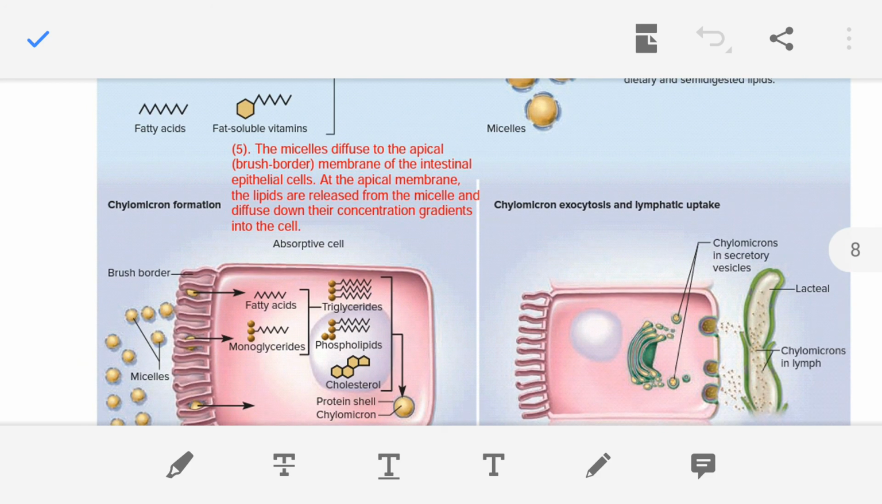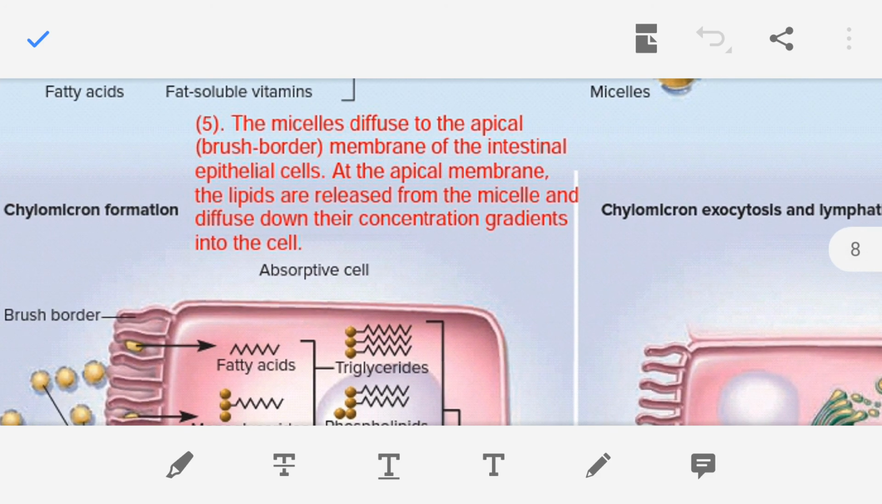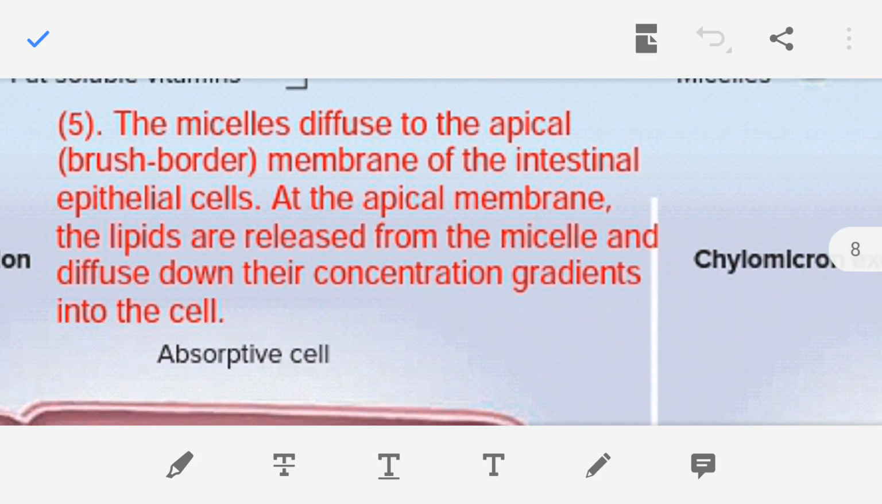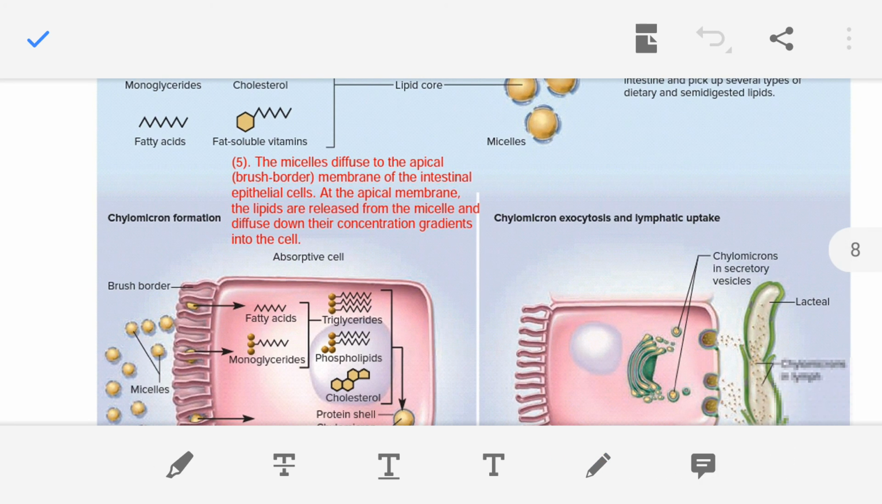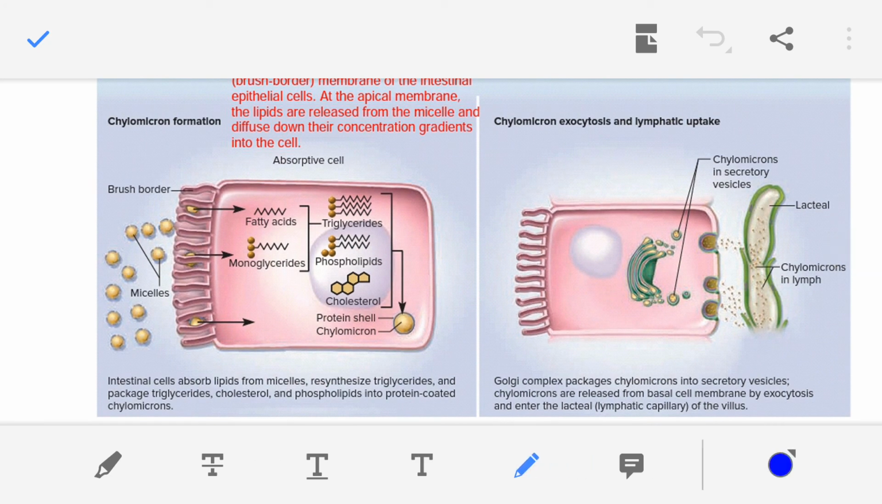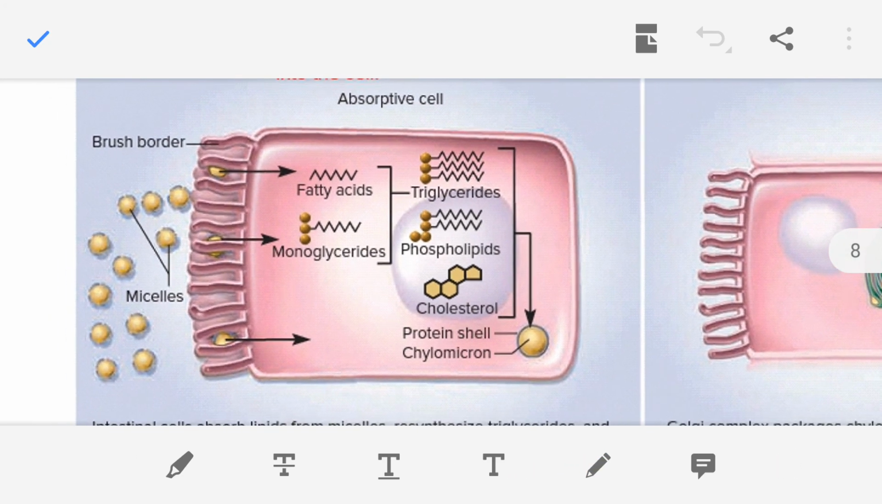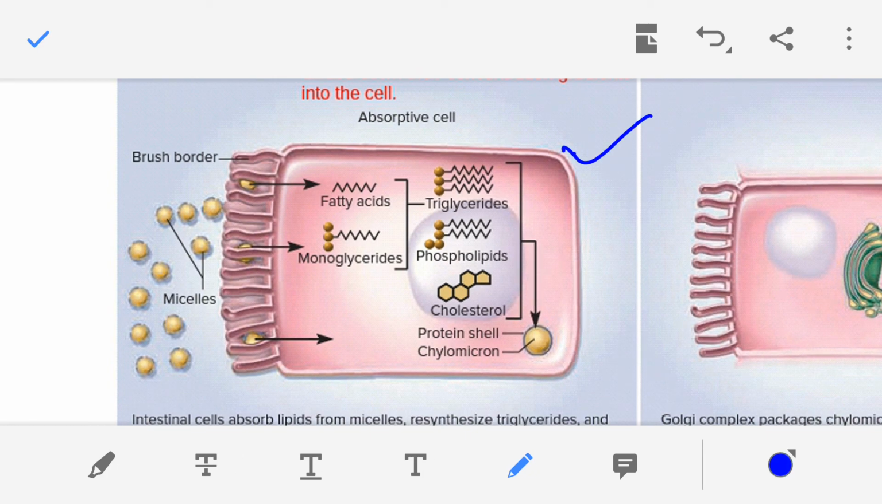now the fifth point. The fifth point is written over here. You can read this. I am directly explaining to you. Now here what happened, this is the cell, this is the enterocyte cell, epithelial cell of the small intestine, and here these are the microvilli.